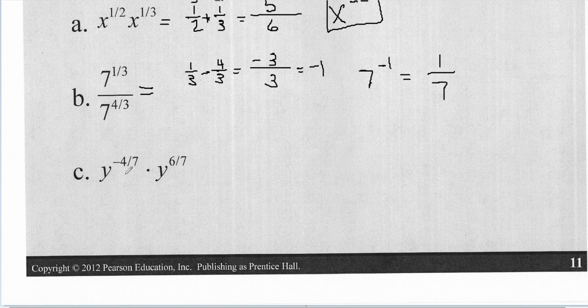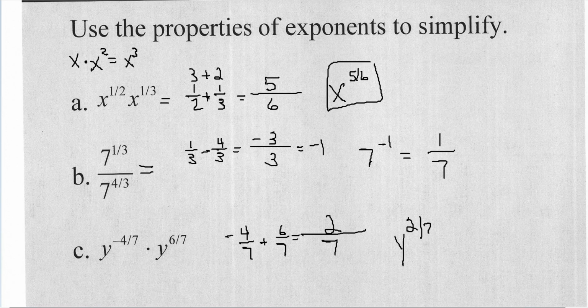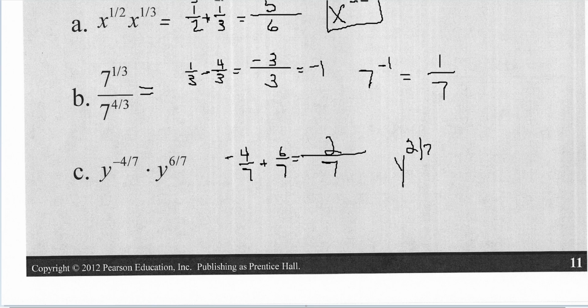How about this one? Well, my bases are the same. I'm going to add these two exponents. One happens to be a negative number. So I could say negative 4 over 7 plus 6 over 7. Denominators are the same, so it stays the same in this case. I'm going to add the numerators. So I end up with 2. So here I'm winding up with y to the 2 over 7. Okay, and that looks like that's it for A, B, and C.